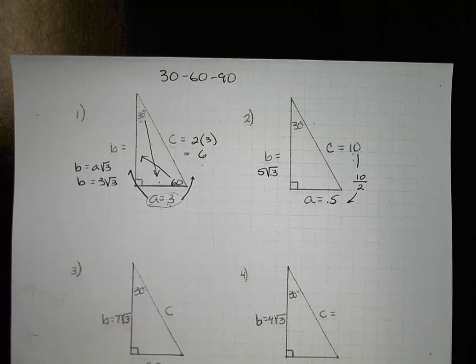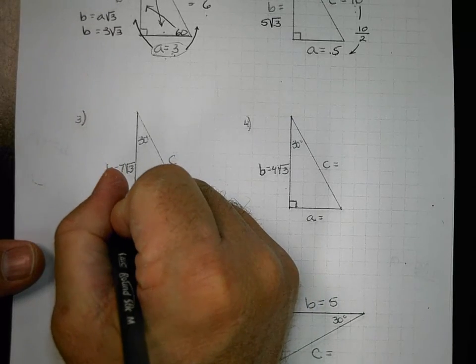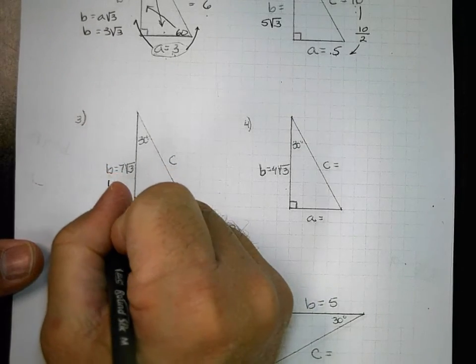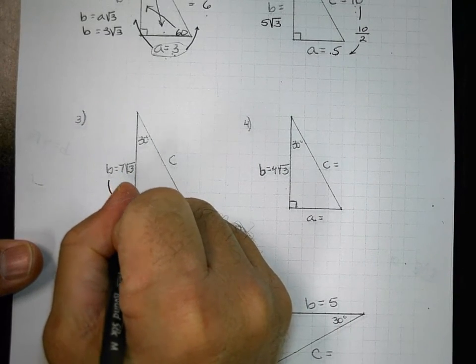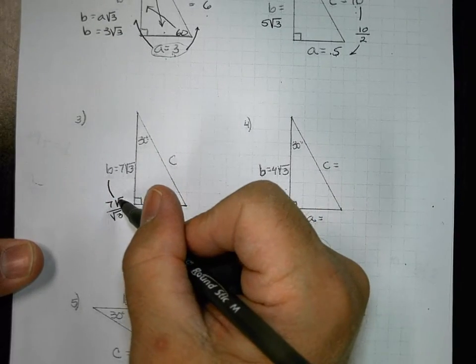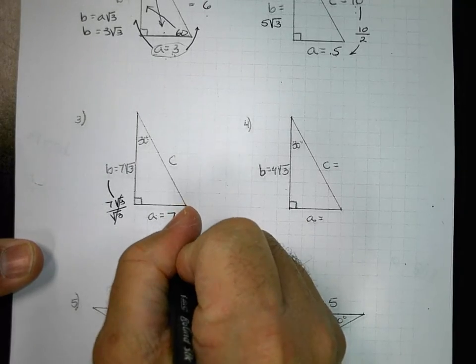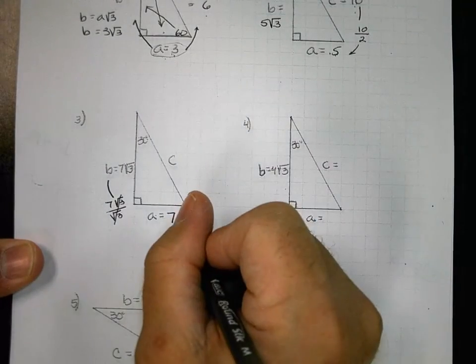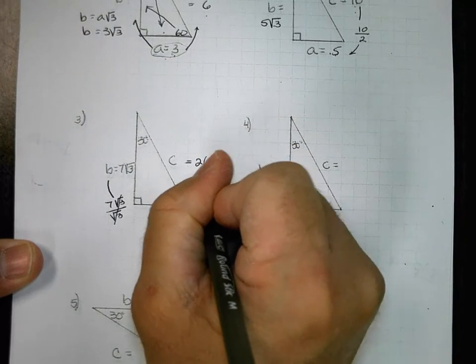Simple enough. All right. Now, remember, when we had A, to find B, we multiplied by the square root of 3. So when we know B and we want to find A, we're going to do the opposite. We're going to divide by the square root of 3. And in this situation, it's pretty easy because 7 root 3 divided by root 3, we just cancel those out and we end up with A equals 7. And of course, then we can simply find C by multiplying 7 times 2.